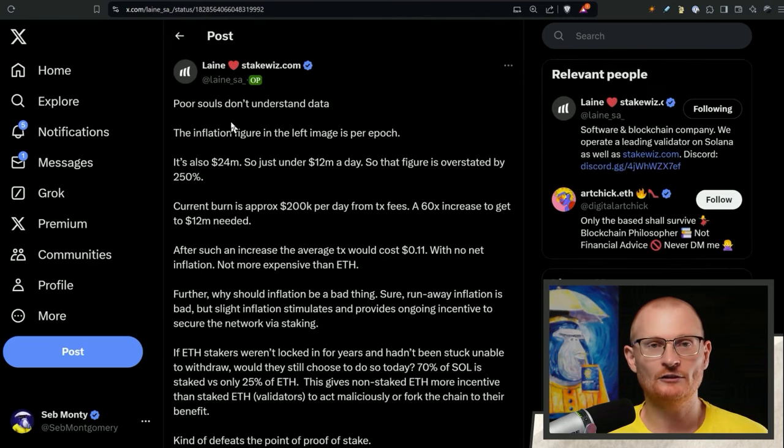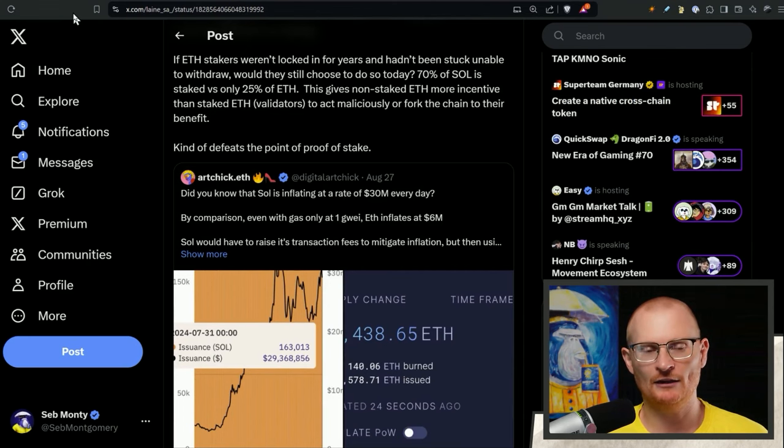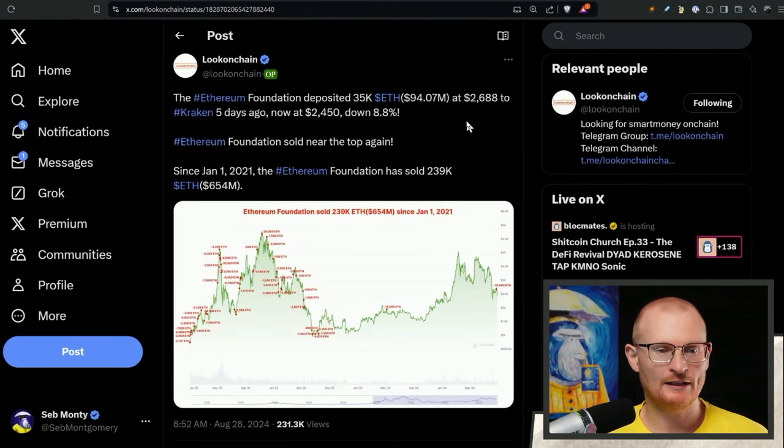So yes, the inflation on Solana is higher, but it's not as high as this. So just be aware if you see any maxi incorrect research like that. One other thing to keep in mind is that the Ethereum Foundation's notoriously good at selling the top.